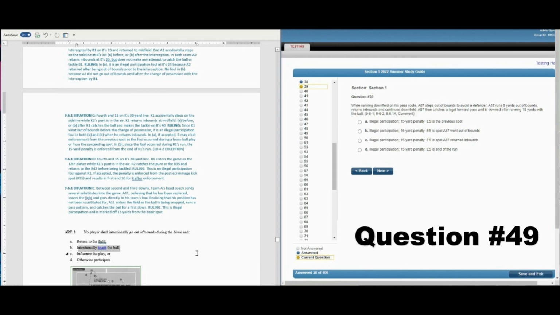But anyway, so where's our enforcement spot? What kind of play is this? Okay, it is a loose ball play, and the foul occurs during the loose ball portion of the play. There is a run afterwards. So we are going to have illegal participation, 15-yard penalty. Enforcement spot is the previous spot. A lot of officials make the mistake of enforcing it from a spot where A87 either went out of bounds or returned inbounds. Don't do that. Okay, let's move on.